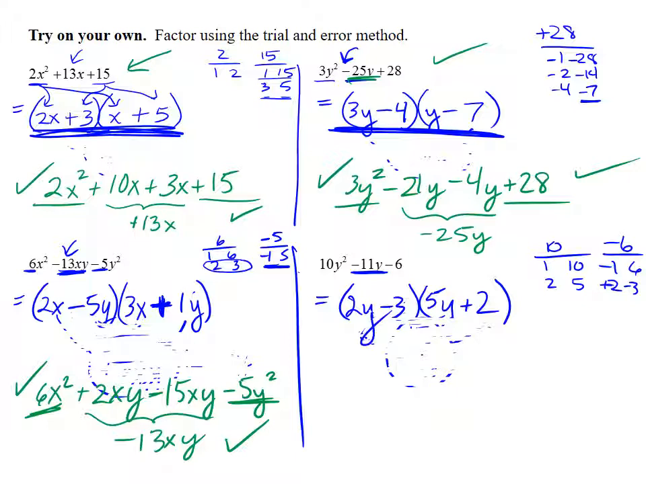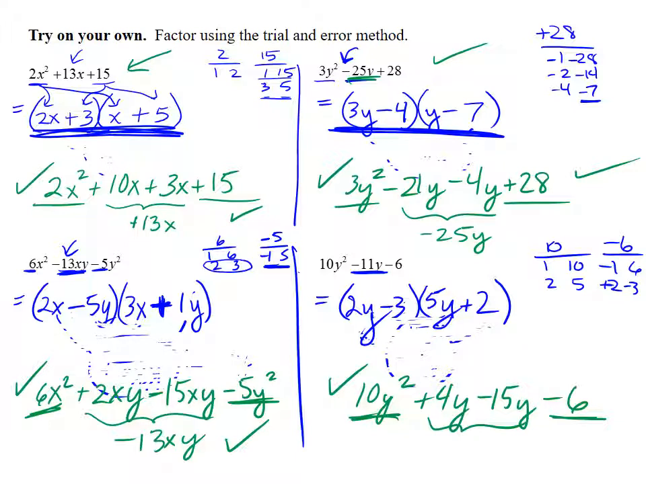Let's take a look. I'll make that y look a little better there. Multiplying from the beginning, 2y times 5y is 10y squared. Outside multiplication would be positive 4y. Inside multiplication would be negative 15y. And the last multiplication would be negative 6. First term works, last term works. Always double check your signs. And then adding the two middle terms, we get negative 11y, which is exactly what we wanted in the middle. So there's all 4 factorizations for these problems.